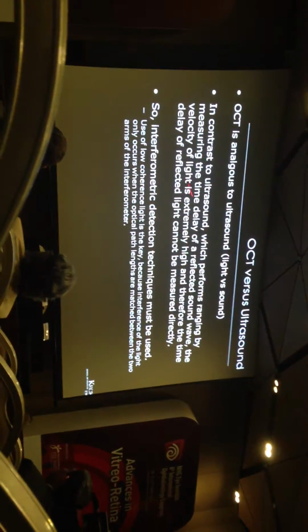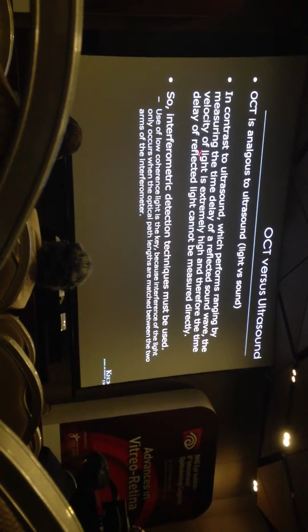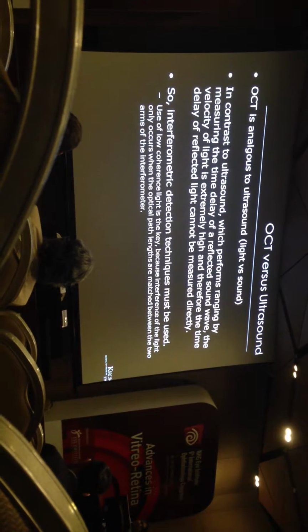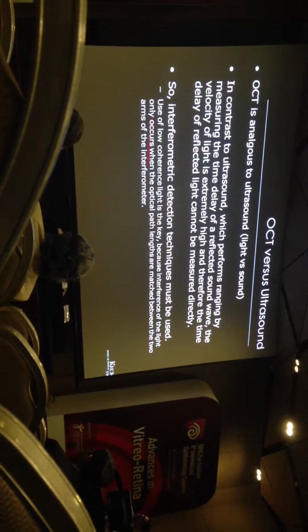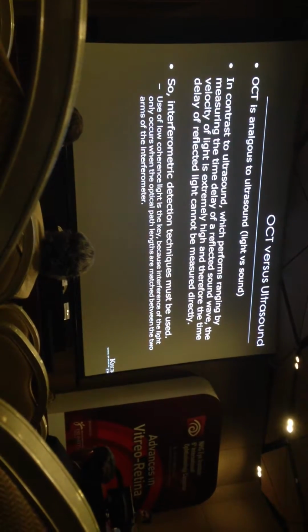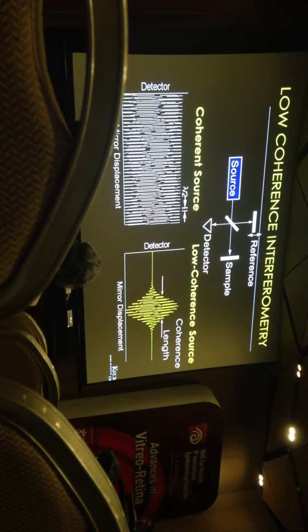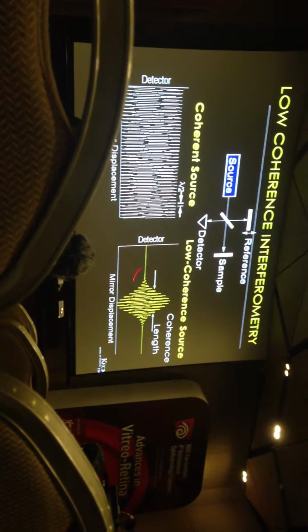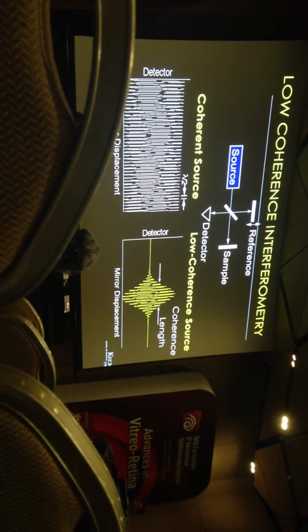But the challenge with OCT, in contrast to ultrasound, where you're measuring time delays of sound, is that it's very difficult to do that directly with light, because light travels very fast. So in order to assay this time delay, you have to use interferometric detection techniques, and that's why the interferometer is such a key component. And in order to take advantage of these techniques to look for evidence of constructive or destructive interference, you really have to have a low coherence light source. That actually dictates the type of light sources we have available for OCT imaging.